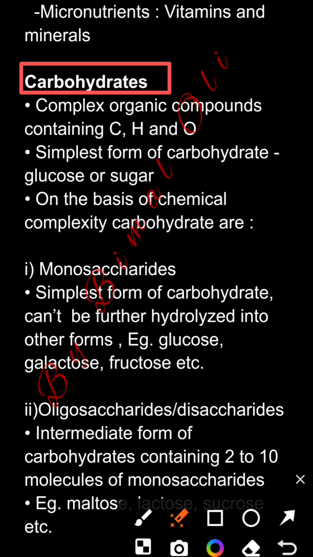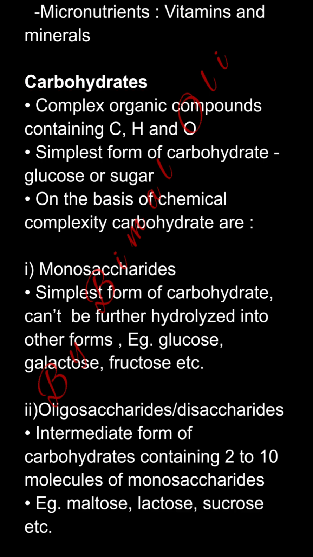Carbohydrates are complex organic compounds containing carbon, hydrogen, and oxygen. The simplest form of carbohydrate is glucose or sugar. On the basis of chemical complexity, carbohydrates are classified into three categories, that is monosaccharide, oligosaccharide, and polysaccharides.